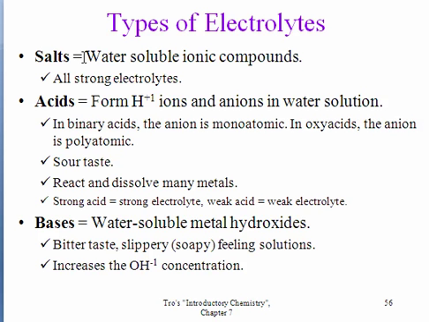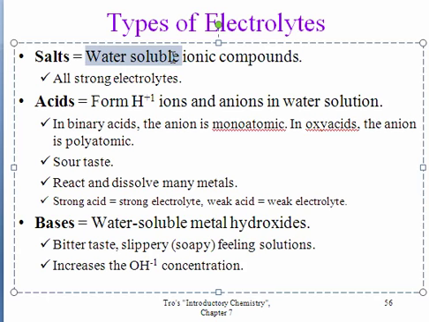So let's look at examples of these. Salts is another word for ionic compounds. If an ionic compound is water soluble, then it is a strong electrolyte. All the ions dissociate.